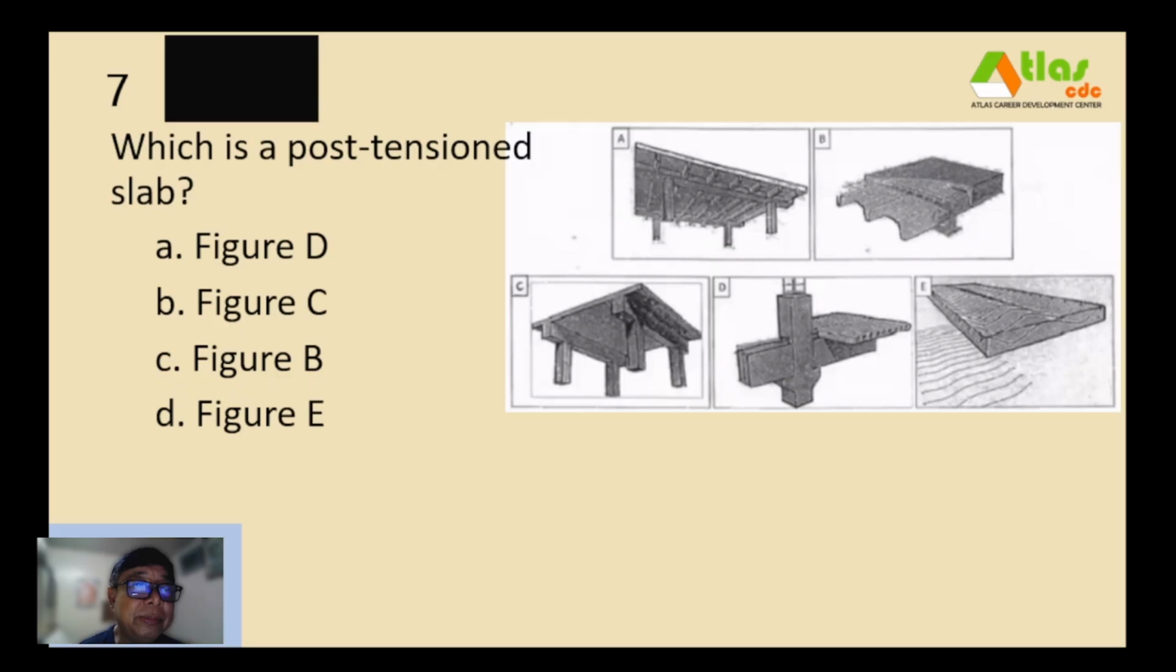Question number 7. Which is a post-tension slab? Letter A is figure D. Letter B is figure C. Letter C is figure B. And letter D is figure E. 10 seconds.